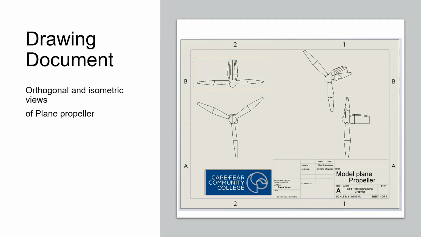This is my drawing document. It has orthographic and isometric views on it. It states that material is balsa wood, which is not something that I did in the assembly, but for my simulation I used balsa wood because our original idea was to make a model airplane, and balsa wood is very lightweight and very easy to cut out, and lots of wooden model airplanes especially have been made out of balsa wood in the past.